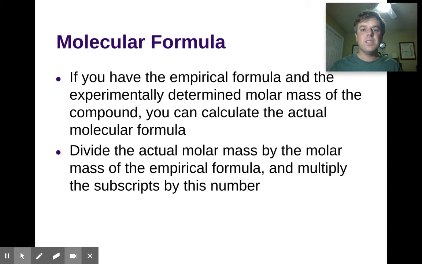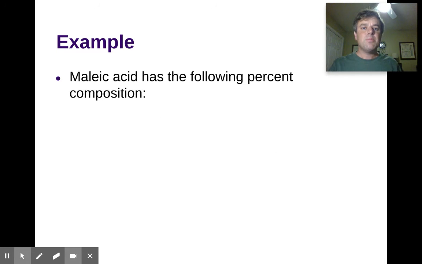But if you knew the molar mass and the empirical formula, you can figure out what the actual formula of the compound is. By taking the actual molar mass that you're given and dividing it by the molar mass of the empirical formula, you'll come up with some integer value. It'll either be the same, or the actual molar mass will be 2 or 3 or 4 or 5 or 6 or 7 or some multiple of the empirical formula's mass. So you just multiply all the subscripts by that.